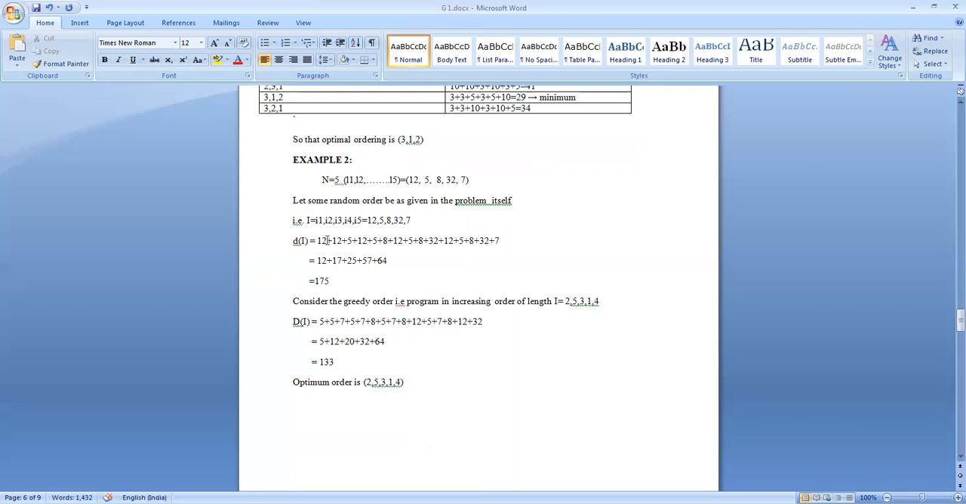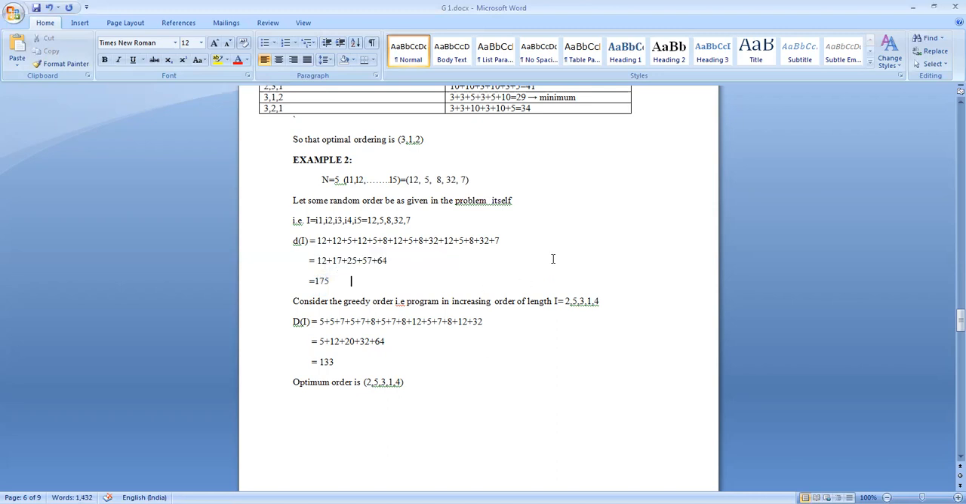So when you consider the first program, it is 12. When you consider the second program, it is 12 plus 5. Then the third program, it is 12 plus 5 plus 8. Then the fourth program, it is 12 plus 5 plus 8 plus 32. Then the fifth program, it is 12 plus 5 plus 8 plus 32 plus 7. When you add up all these values, you get 175.